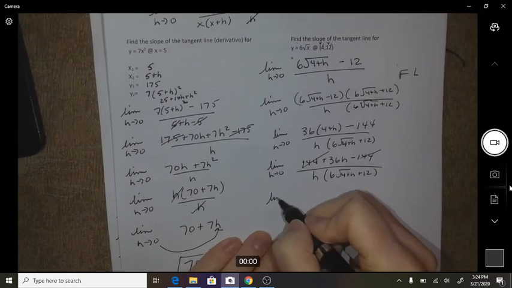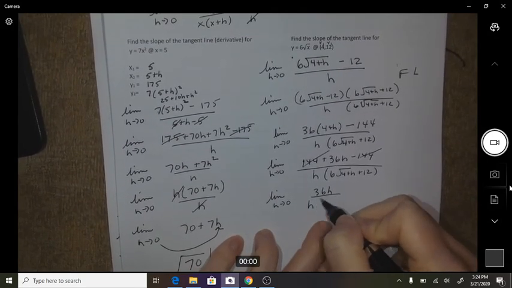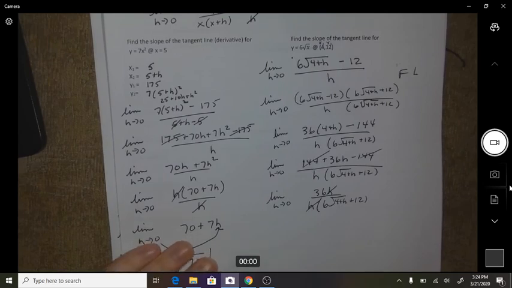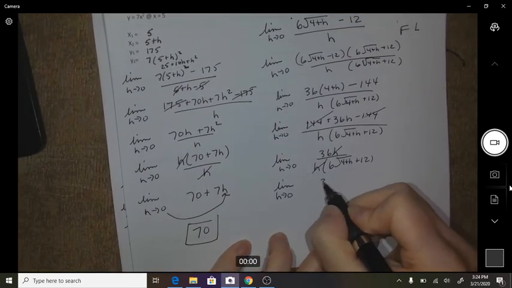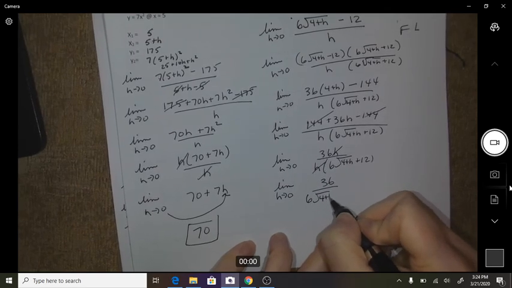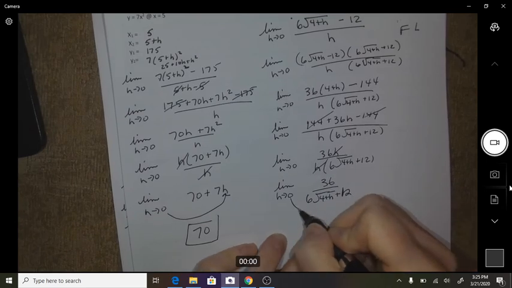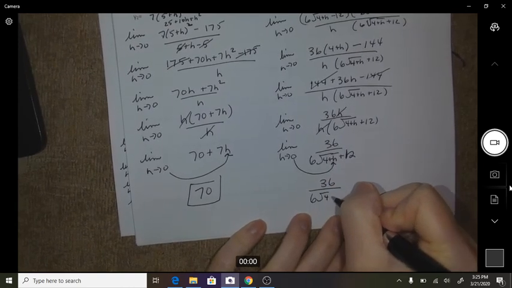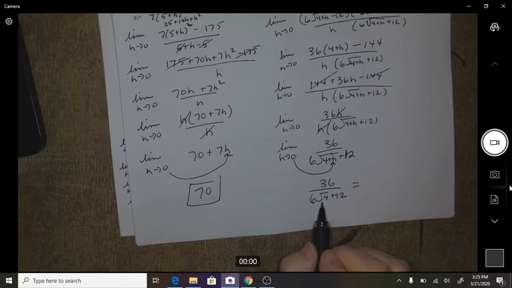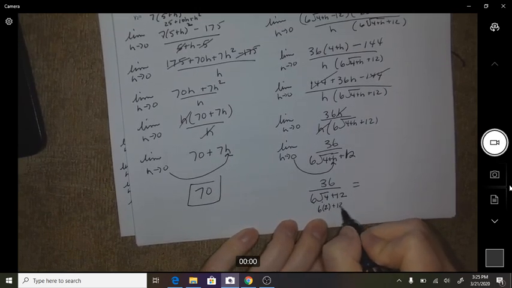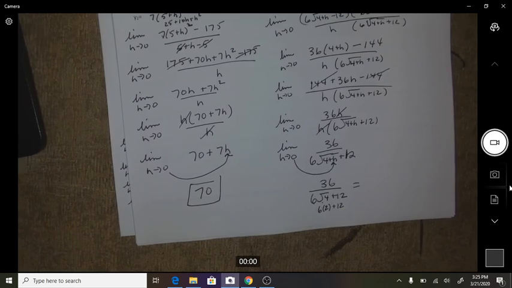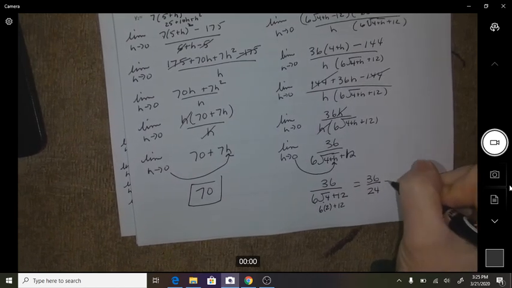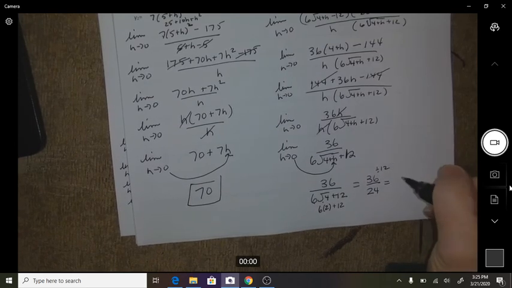So those cancel. And now I'm going to also cancel those factored out h's. Okay, so the limit as h approaches 0, I'm getting ready to input my 0 now. Okay, so I'm inputting my 0. So what is this value? So 6 times 2 plus 12 is what I'm doing. So that's 24. And then if I did want to reduce it, that would divide by 12, so 3/2.